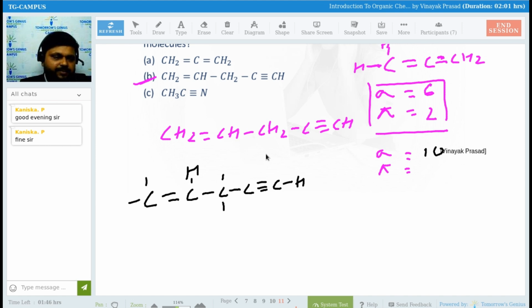Total number of sigma is 10. And total number of pi is 1. And in this triple bond, 2, so total number of pi is 3.